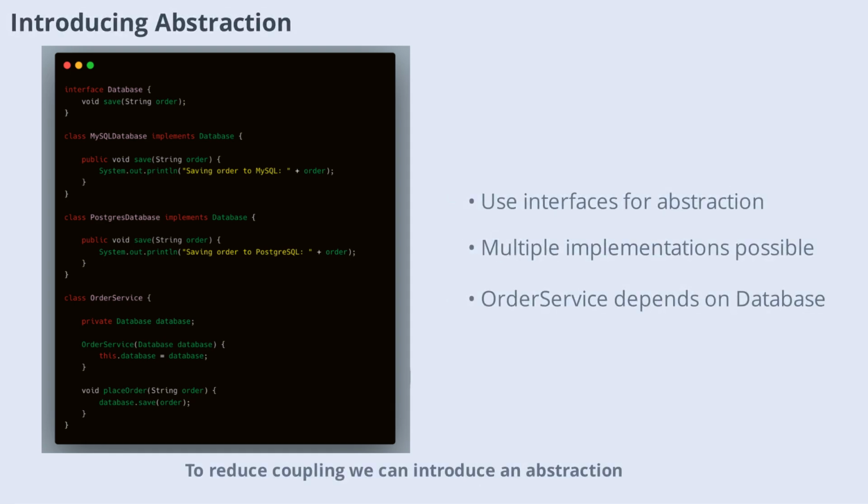To reduce coupling, we can introduce an abstraction. Instead of depending directly on MySQLDatabase, OrderService can depend on a Database interface. Both MySQLDatabase and PostgresDatabase implement this interface. Now, OrderService doesn't care which database it's using, it just knows it can call save. This approach is called loose coupling, and it makes your code much more adaptable to change.